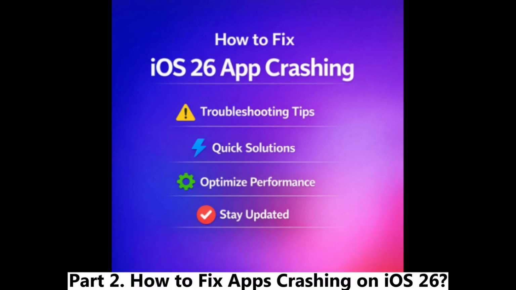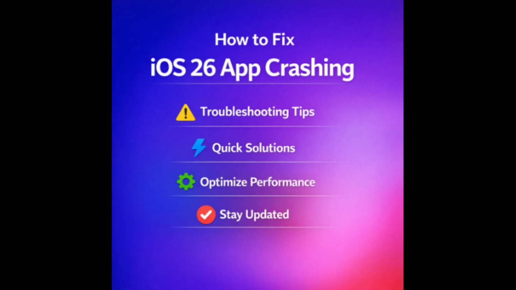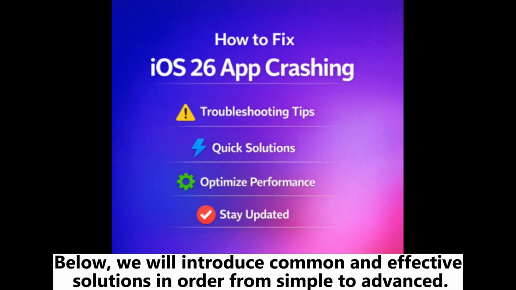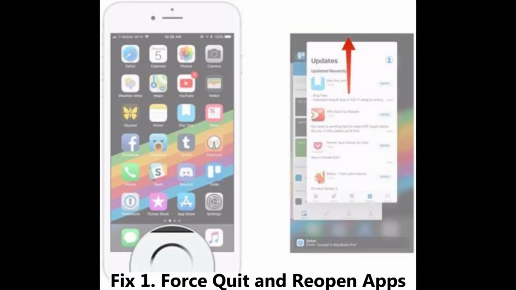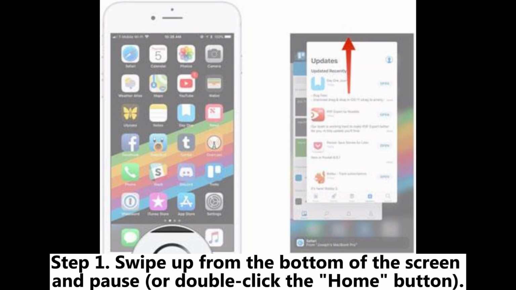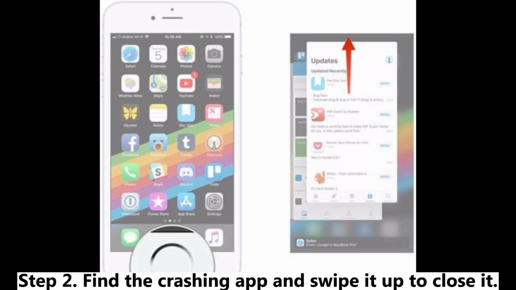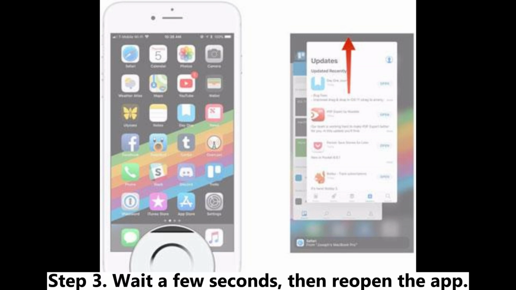Part 2. How to fix apps crashing on iOS 26. Below, we will introduce common and effective solutions in order from simple to advanced. Fix 1. Force quit and reopen apps. Step 1. Swipe up from the bottom of the screen and pause, or double-click the home button. Step 2. Find the crashing app and swipe it up to close it. Step 3. Wait a few seconds, then reopen the app.